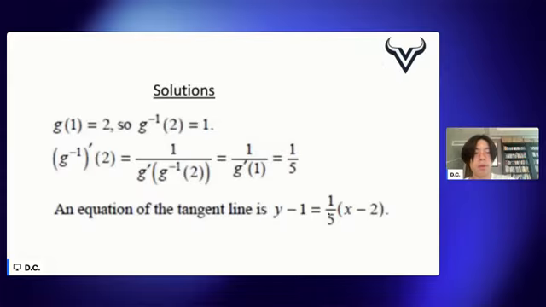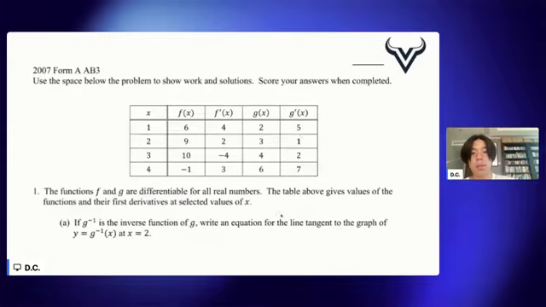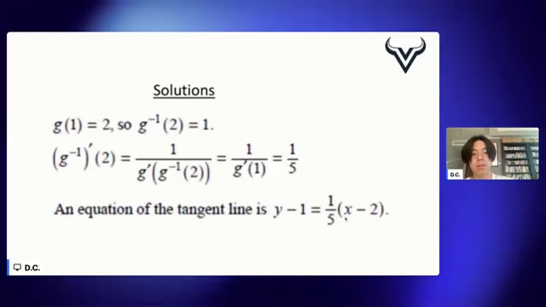Then the tangent line is y minus 1 equals 1 over 5 times x minus 2. Why is it y minus 1 here? Because when x is 2, y is 1. Those two are basically the types of questions you could see in both FRQ and MCQs.